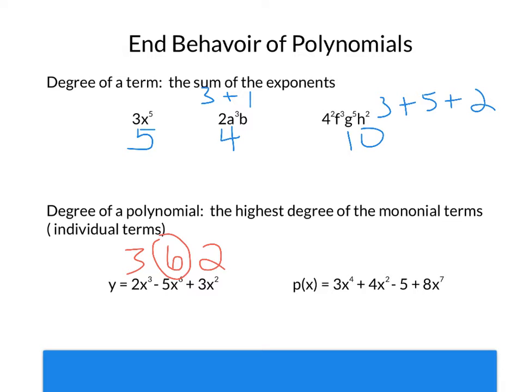Looking at our second example, p of x equals 3x to the fourth plus 4x squared minus 5 plus 8x to the seventh. We have a degree of 4 for our first term, 2 for the second, 0 for the third since there are no variables, and 7 for our final term. The highest degree of all of the individual terms is 7, therefore 7 is the degree of the polynomial. Please take a moment to pause this video and record the definition and examples.